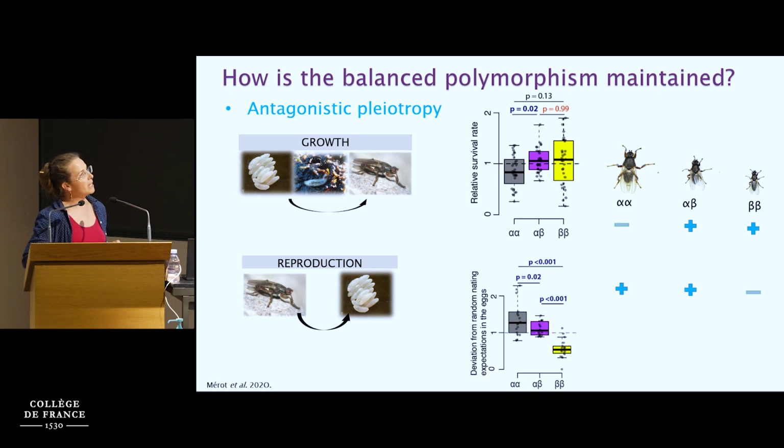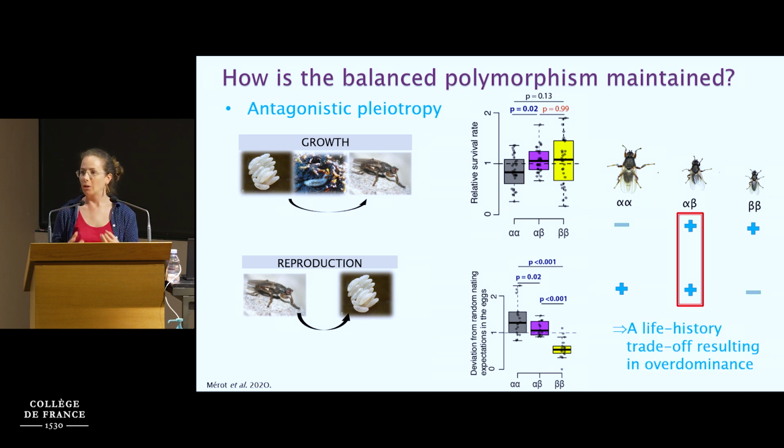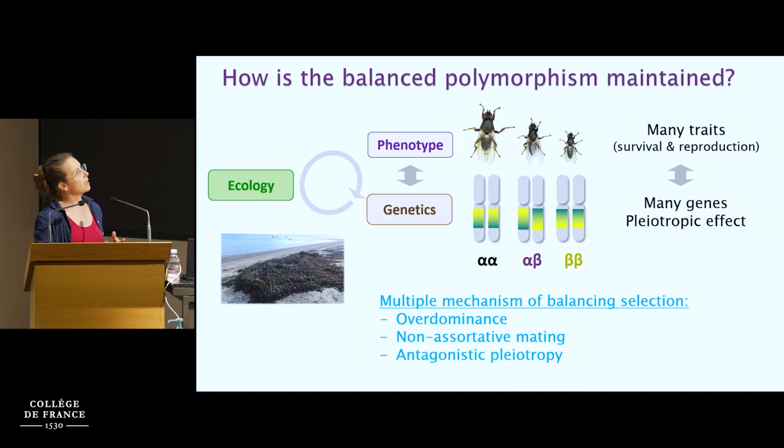And for this disassortative mating, when I look at the proportion in the eggs compared to what we expect under our Hardy-Weinberg assumption, we have many more alpha alleles. So that means that beta favors survival and alpha favors reproduction, which we can summarize here. So that's a classic trade-off, a life history trade-off, but here it's associated to the inversion and results in strong overdominance. So to sum up, this inversion controls many traits, many life history traits, which result in multiple mechanisms of balancing selection: overdominance, disassortative mating, and antagonistic pleiotropy.